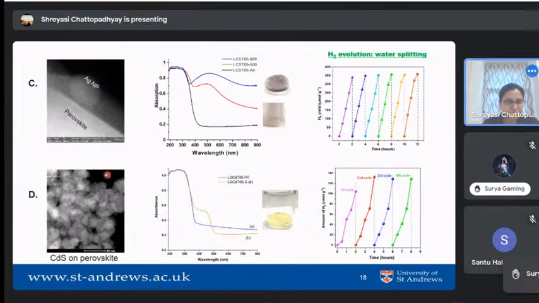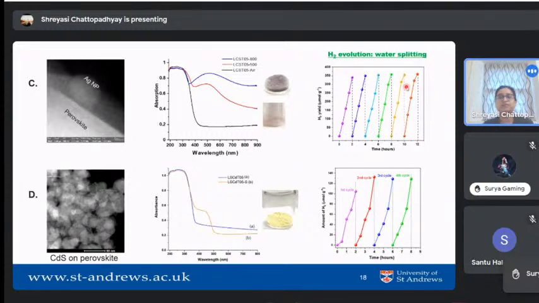Now, this one is with cadmium sulfide on perovskite, and the same is concluded from the UV-Vis. With no cadmium sulfide, it doesn't have any absorption, and when it has cadmium sulfide, it's a yellow powder and it started giving absorption in the visible region. If you compare the photocatalytic application, it showed a very good hydrogen production rate.